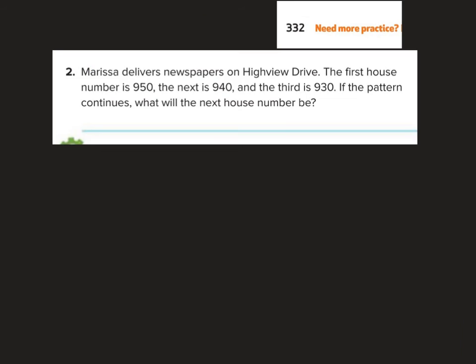So, let's do one more problem here, just so that we can get a little bit of the swing of things. I'm on page 332. So, Marissa, number 2. Marissa delivers newspapers on Highview Drive. First house number is 950. The next is 940. The third is 930. If the pattern continues, what will the next house number be? Okay, so let's make a table. So we've got the house number.